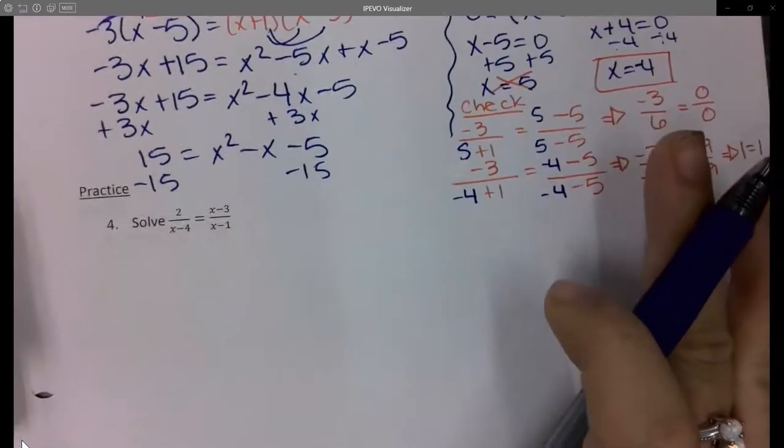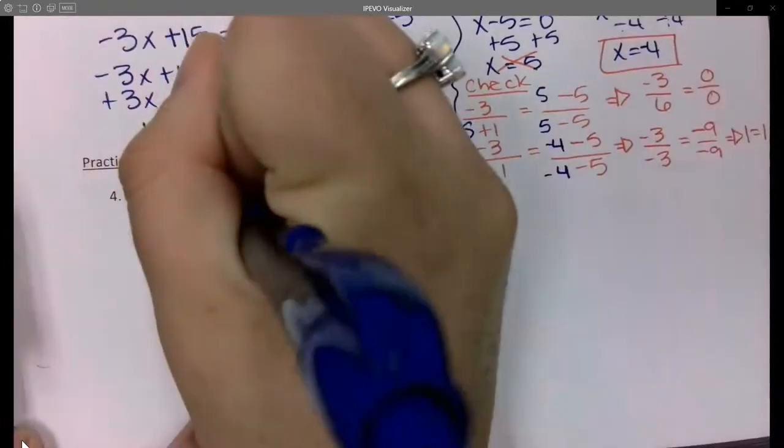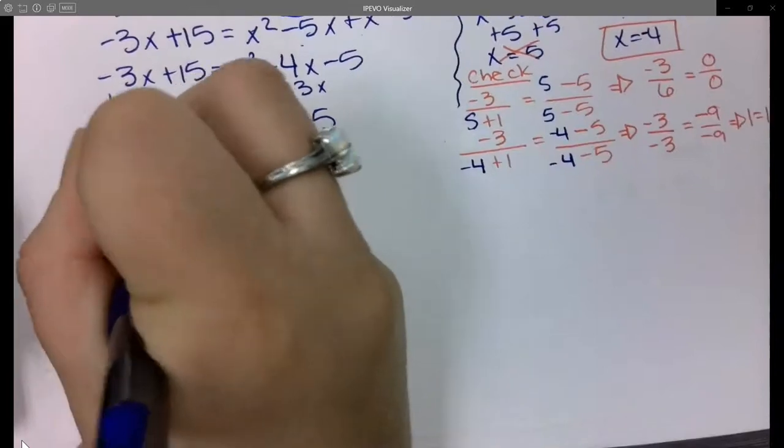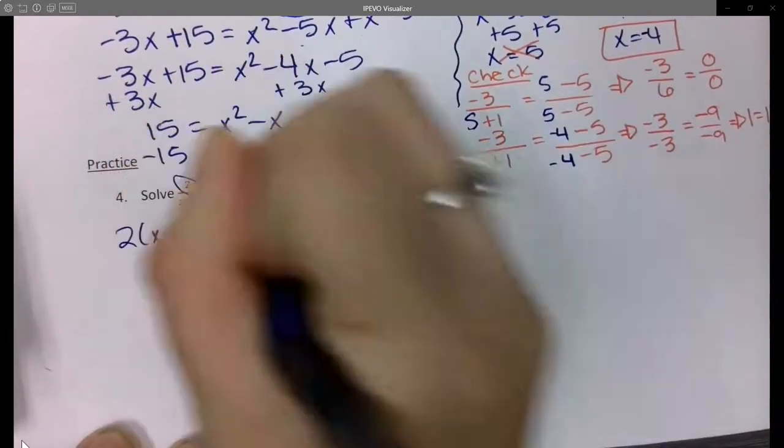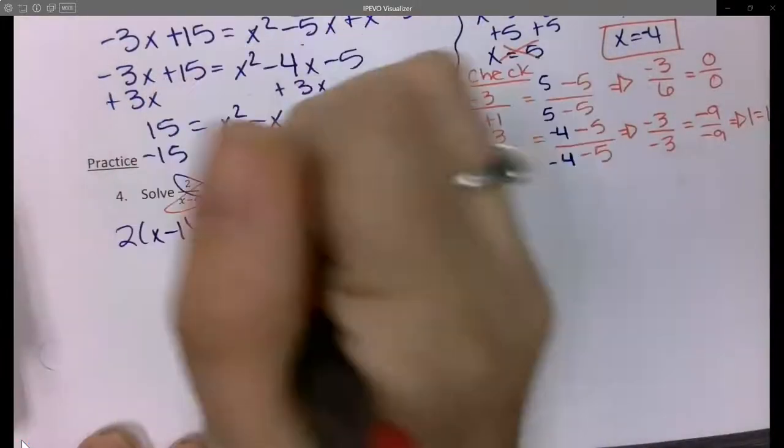Okay, so on number 4, what do I want to start off by doing? Cross multiply. So I'm going to have 2 times x minus 1 equals x minus 4 times x minus 3.